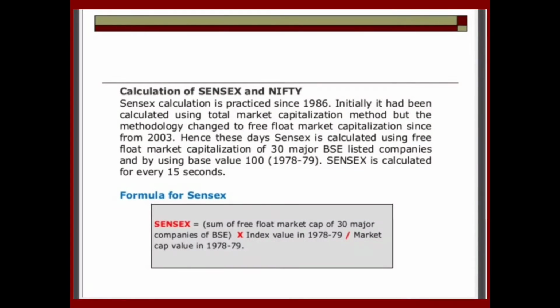1978 to 79. Sensex is calculated every 15 seconds. So, the formula to calculate Sensex is the sum of free float market capitalization of 30 major companies of BSE, multiplied by the index value in 1978 and 79, that is 100, divided by the market capital value in 1978 and 79.